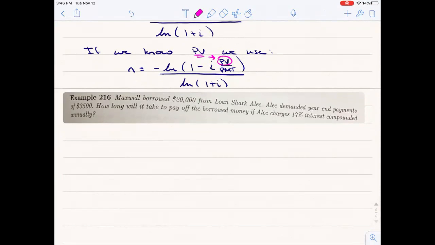Maxwell borrowed $20,000 from loan shark Alec. Sounds like a bad idea. Alec demanded year-end payments of $3,500. How long will it take to pay off the borrowed money if Alec charges 17% interest compounded annually?